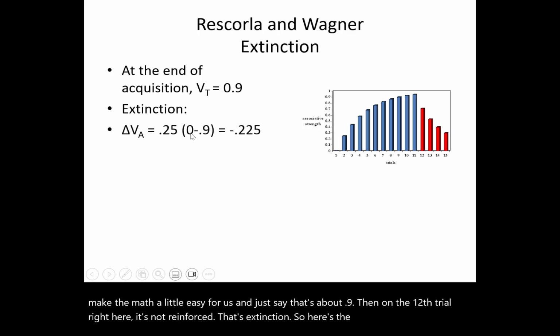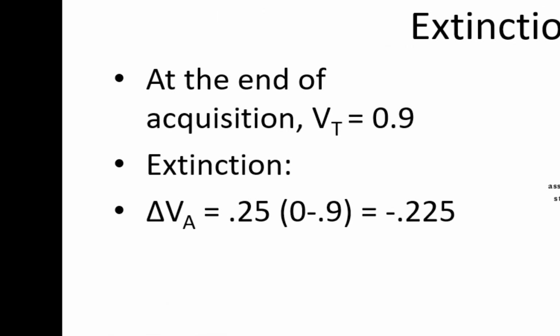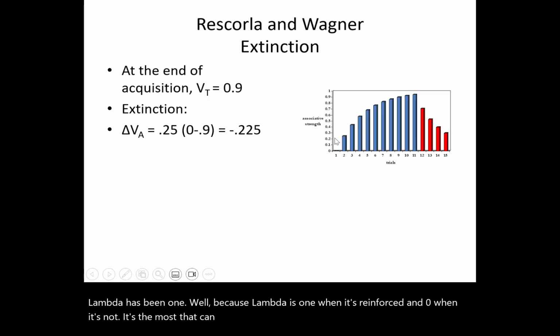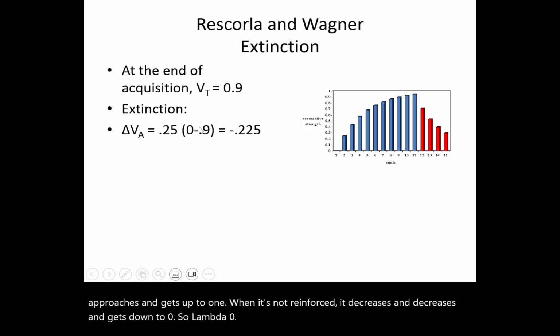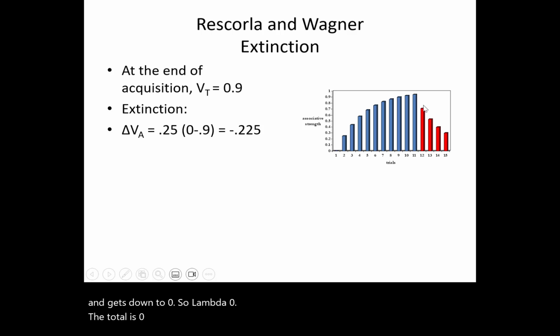So here's the equation. What's the change in associative strength of A, right here, when it's not reinforced? It's 0.25 times 0 minus 0.9. Why is lambda 0? Well, because lambda is 1 when it's reinforced and 0 when it's not. It's the most that can be learned. When it's reinforced, it approaches and gets up to 1. When it's not reinforced, it decreases and gets down to 0. So lambda is 0. The total is 0.9 because we've already had some training.